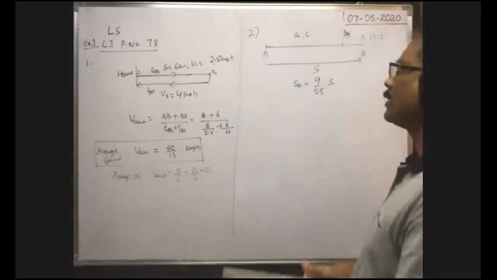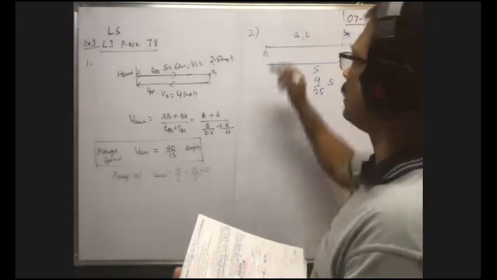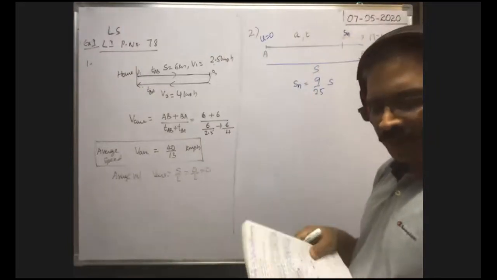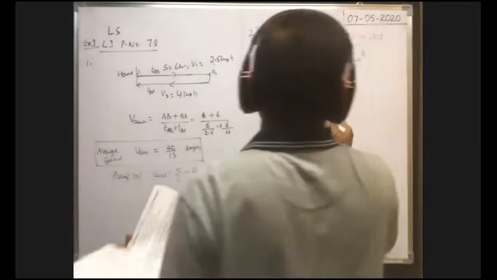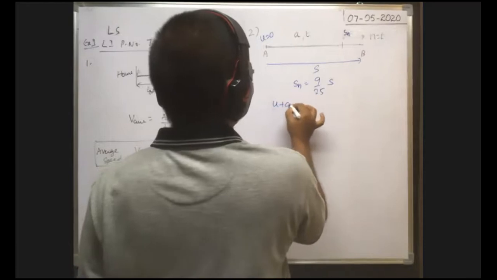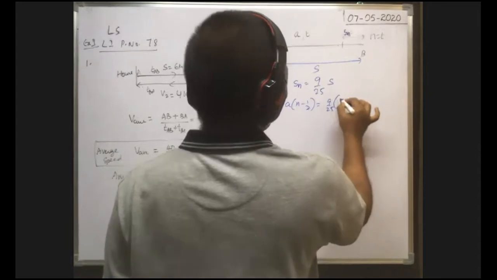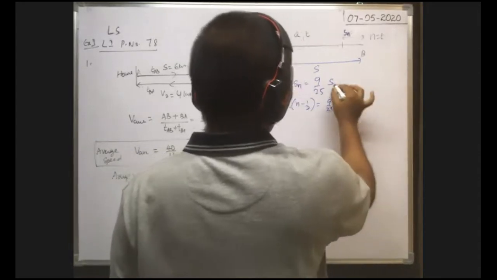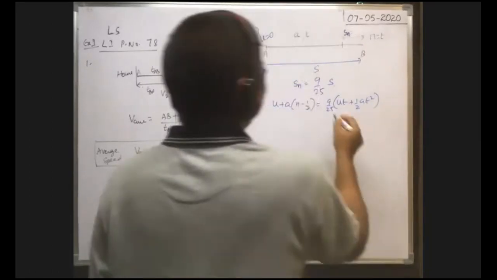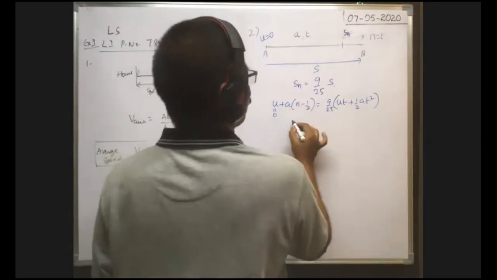Now we substitute the formulas. So what about Sn? If it starts from rest, that means the initial velocity is 0. In this case, Sn means what is the formula? U plus A into n minus half is equal to 9/25 into S, which is ut plus half at square, because S is the distance traveled by the body in t seconds. Here U is 0, so when you put U equal to 0, that term is also 0.